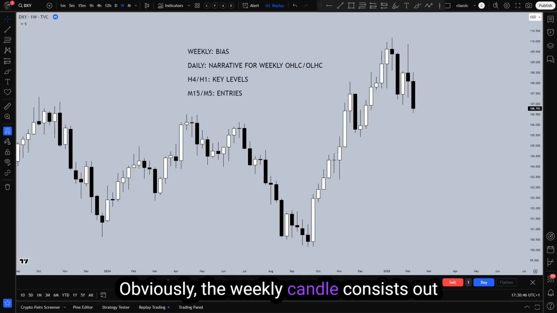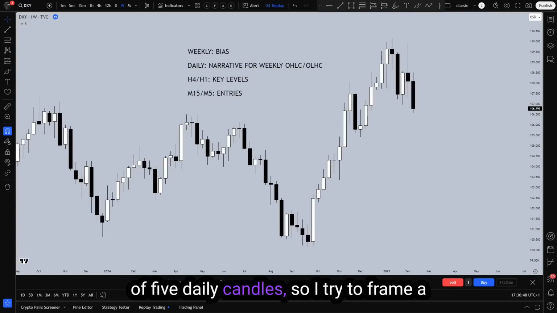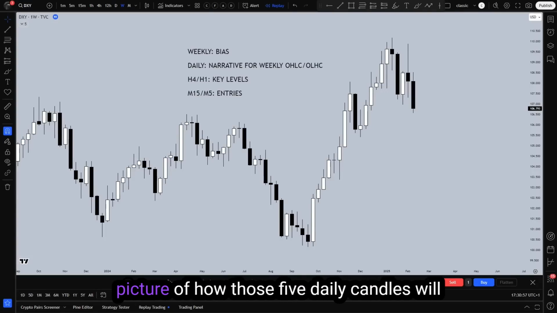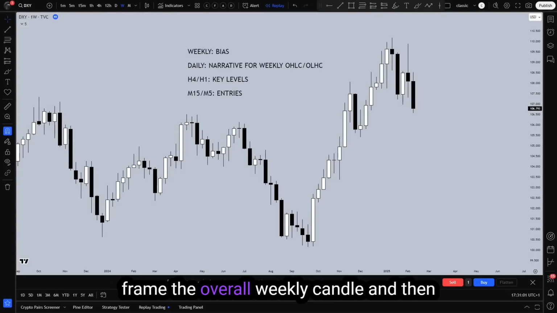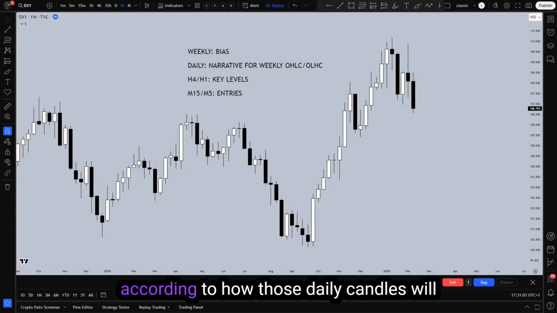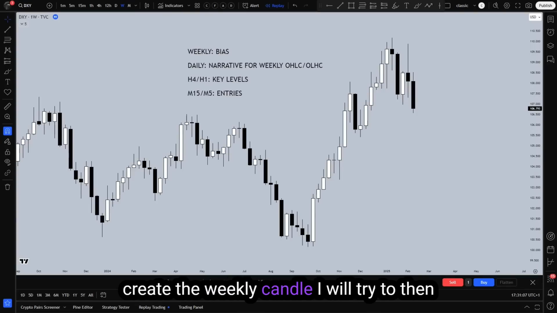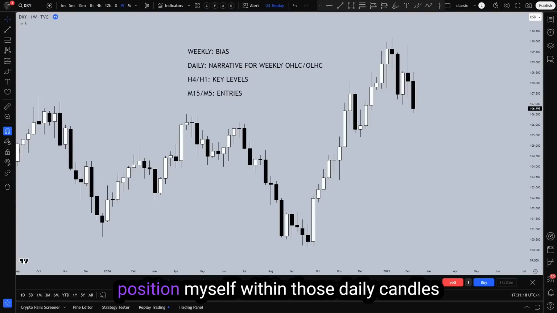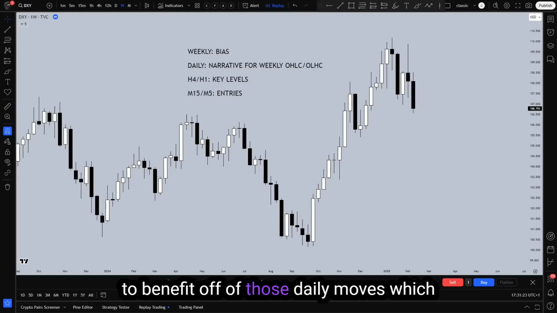Obviously, the weekly candle consists of 5 daily candles, so I try to frame a picture of how those 5 daily candles will frame the overall weekly candle. And then according to how those daily candles will create the weekly candle, I will try to position myself within those daily candles to benefit off of those daily moves, which then end up shaping the weekly candle.